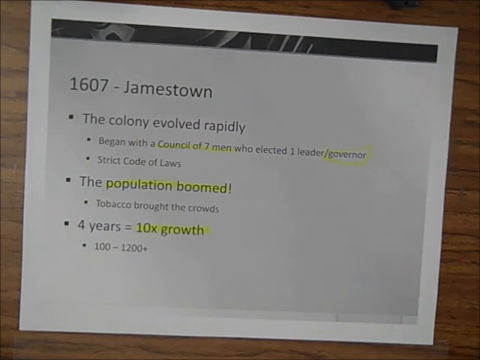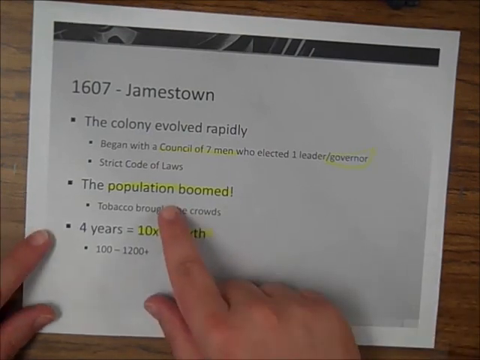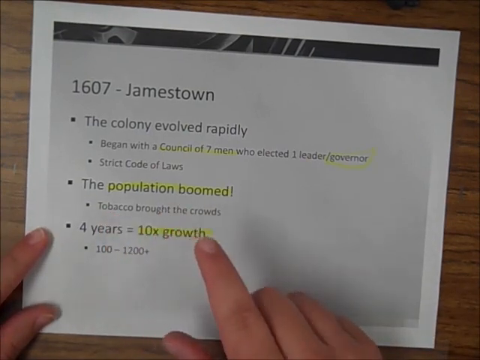Now, these men and the governor really came together and they discussed having a strict code of laws. A lot of consequences and a lot of problems could happen if you don't follow this strict code of laws. And as you know, the population boomed because tobacco brought crowds.